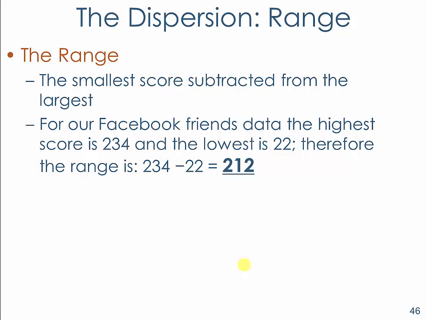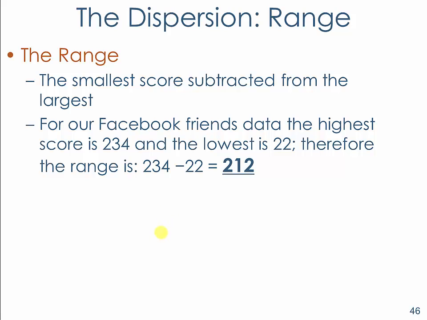The final thing that I'd like to talk about is the dispersion. Remember, the three things that I like to look at in all my data sets are the shape of the distribution, the measure of central tendency, and the dispersion. One measure of the dispersion is what's called the range. We take the smallest score and we subtract it from the largest.